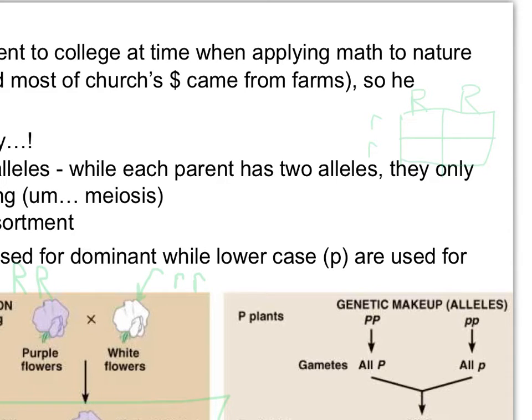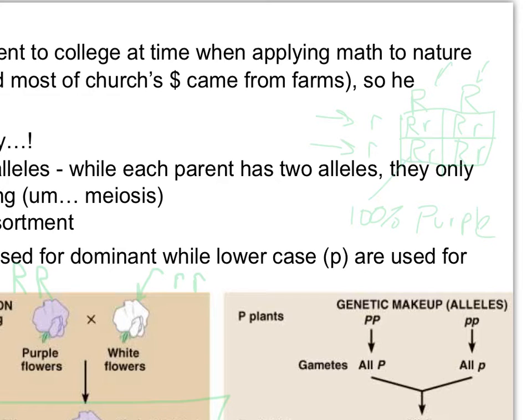And the offspring, so these are haploid cells, right? Haploid eggs and haploid sperm. But the offspring will be diploid. And that diploid will be all heterozygous, so capital R, lowercase r. So the genotype is the same and the phenotype is the same. And in this case, that's 100% purple, if we're going to use the example that we just did.